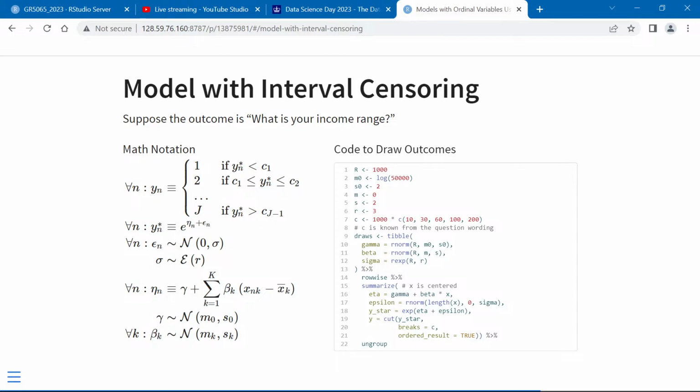And so we draw gamma, we draw beta, we draw sigma from their respective prior distributions. Then we go row-wise to draw the data, presuming X to be centered. We construct eta the way we usually do. We draw epsilon from its normal distribution conditional on the realizations of sigma. Like we always do, we make y star as the anti-log of that plus the error, and then we use the cut function, which takes the underlying continuous thing and a vector of breakpoints to coerce that to an ordered factor 1 through 6, depending on which box you check.